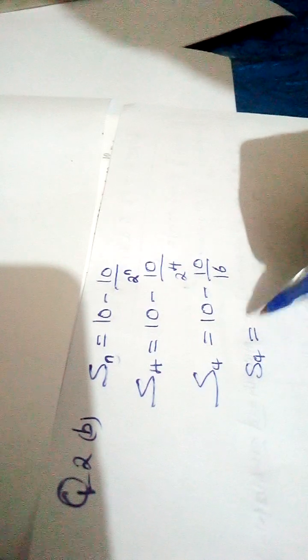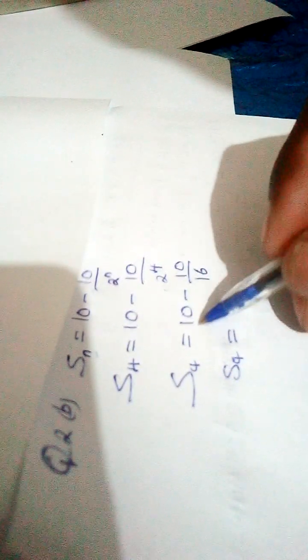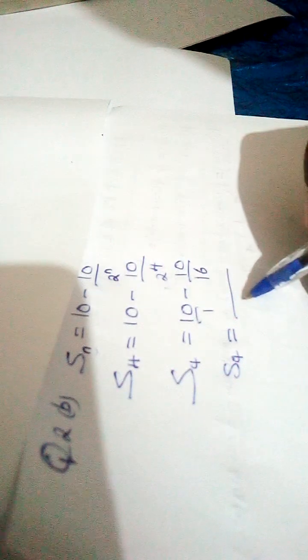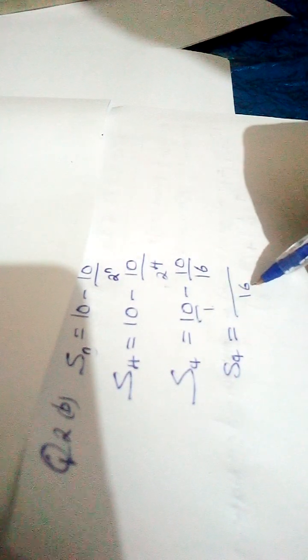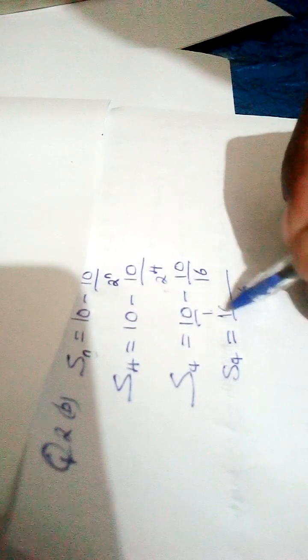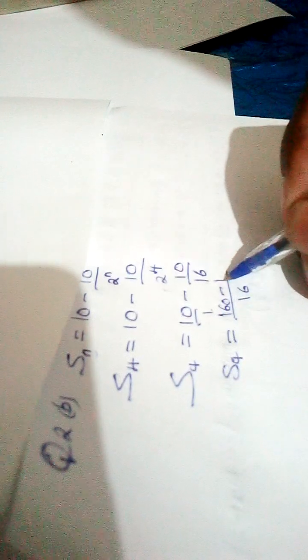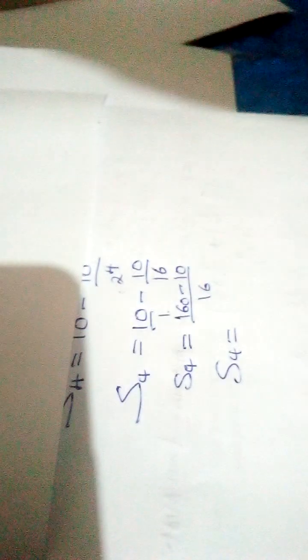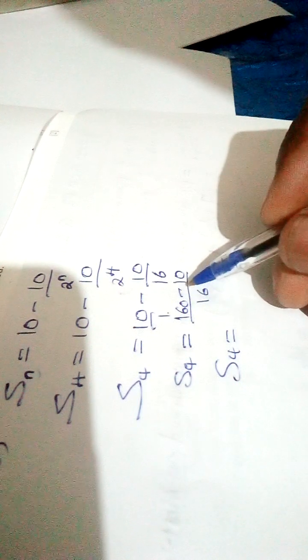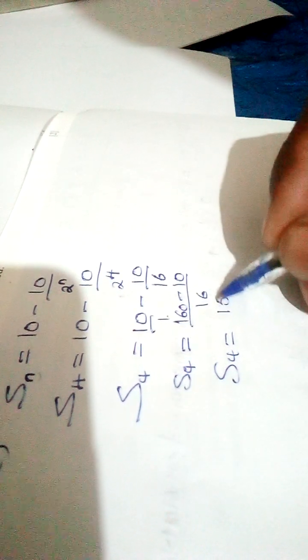If you simplify this one, the lowest common multiple here is 16. 1 into 16 is 16. 16 times 10, that is 160, minus 16 into 16 is 1, 1 times 10, that is 10. We simplify this one. What we are going to have is 160 minus 10. This gives us 150 over 16. Let's simplify this one.